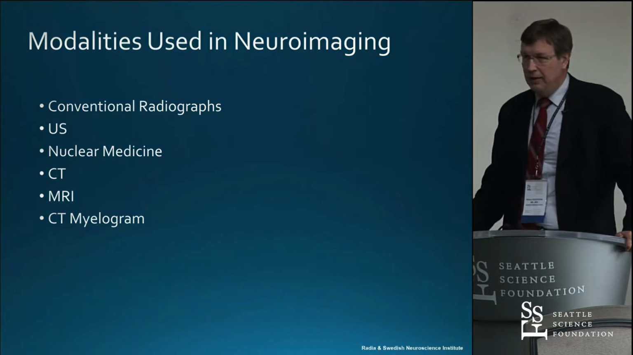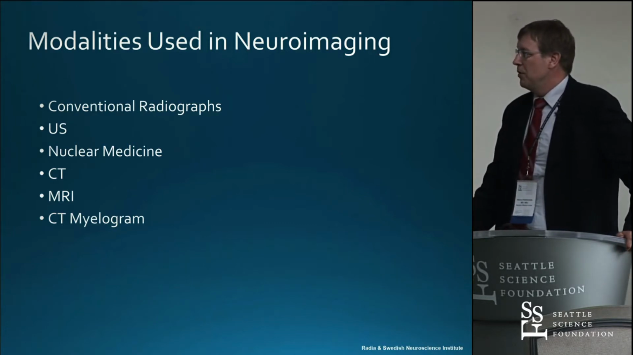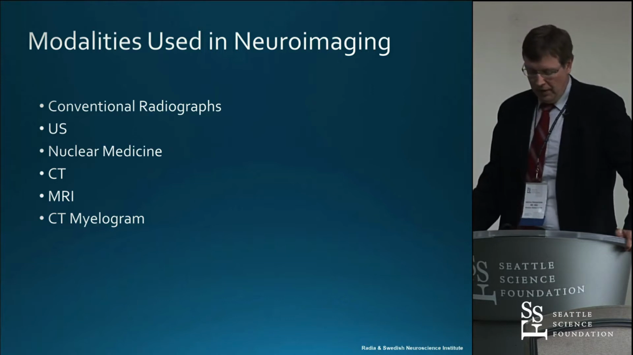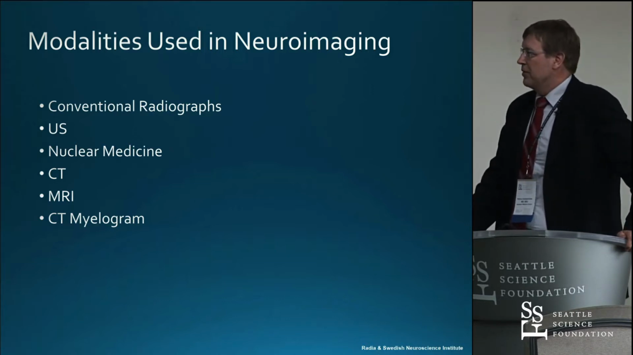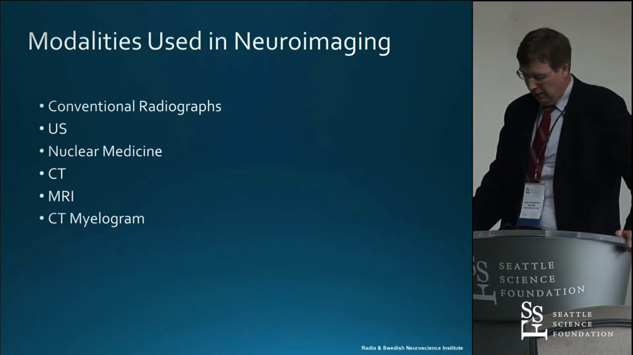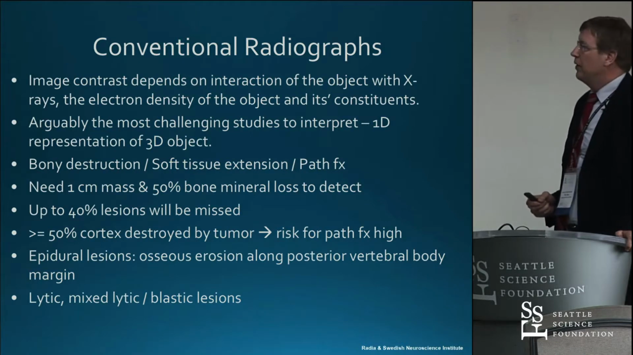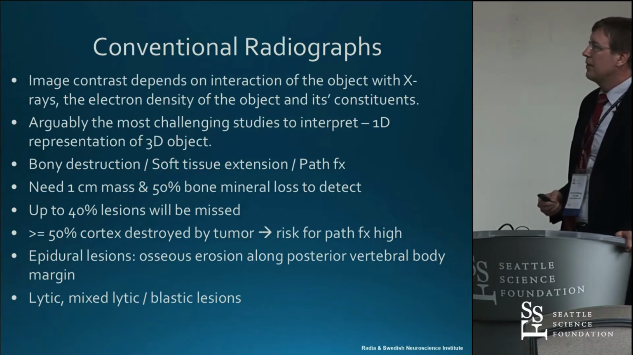So in radiology, we have a lot of imaging modalities. In spine imaging, we use all of these. Ultrasound really we use for only babies, of course, but other ones are used a lot. Just to give you a quick overview of the different modalities, first of all, the radiographs.